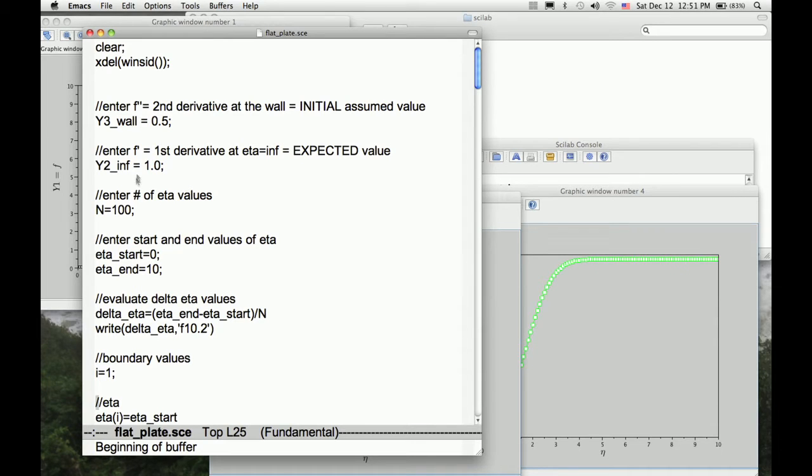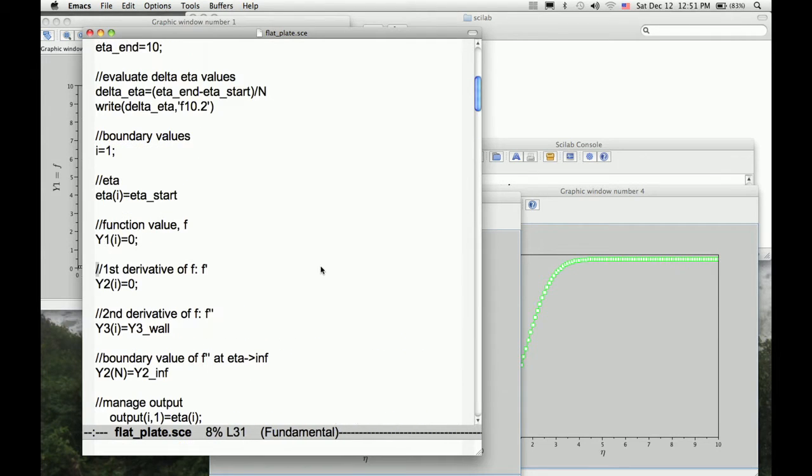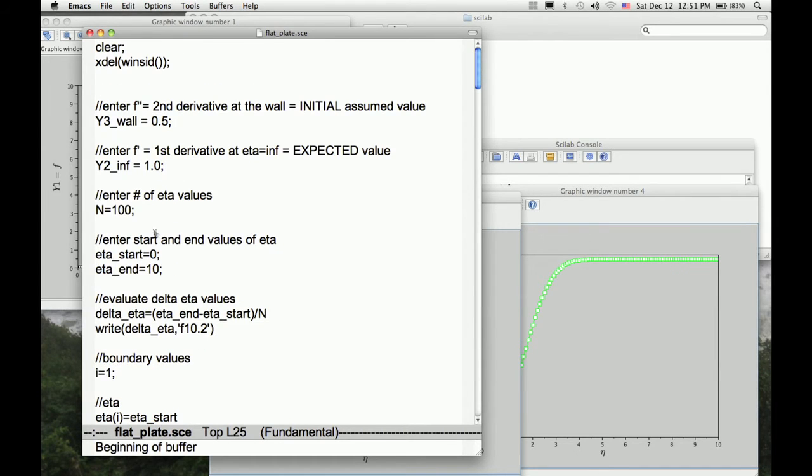So, the start values of eta, and when I say, for example, evaluate delta eta, I go from 0 to 10. I divide that entire range 0 to 10 into 100 steps. So, I go from 0 to 10 in steps of 10 by 100 basically. Those are little steps.